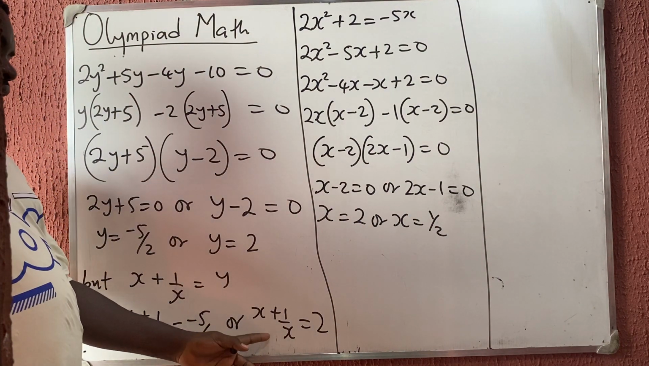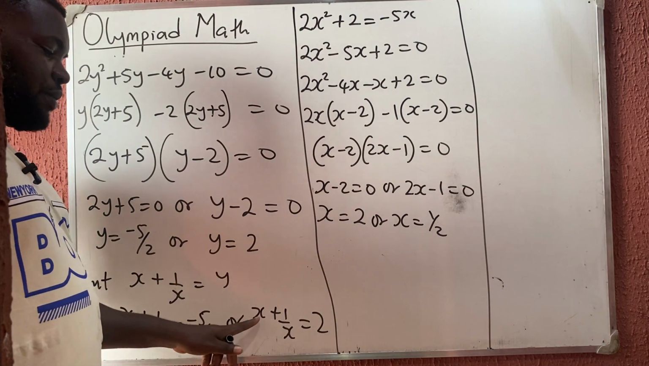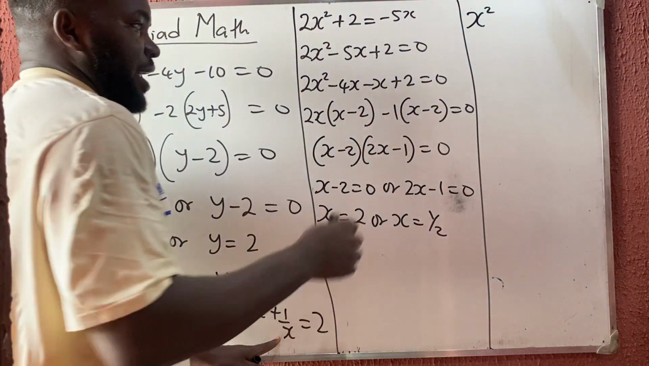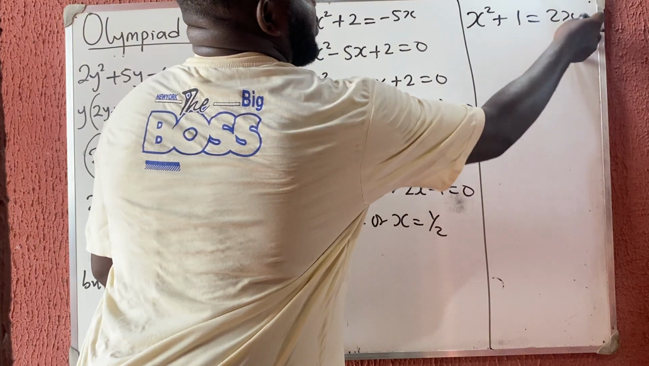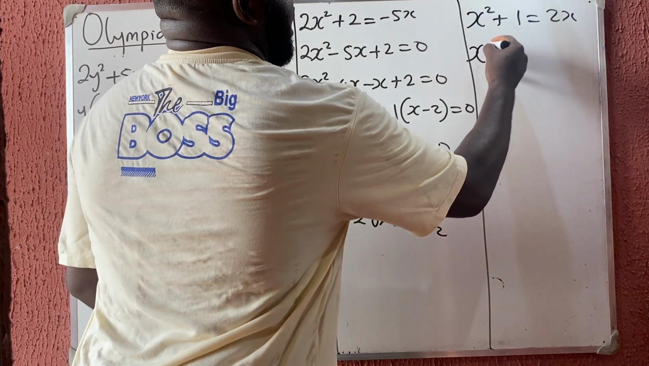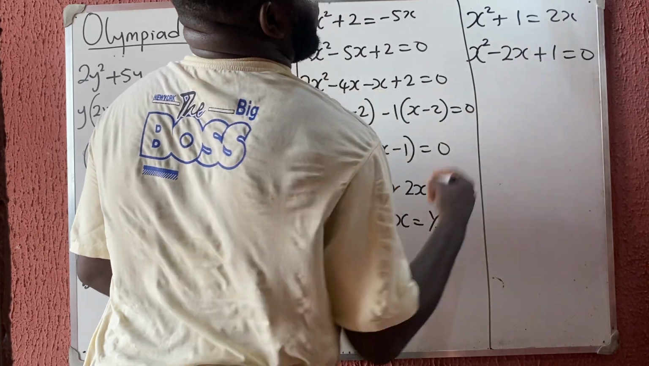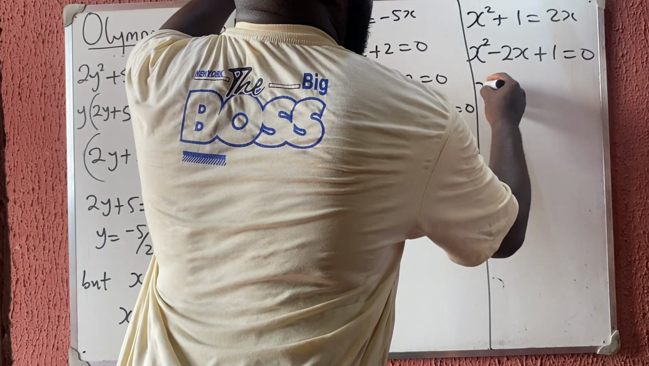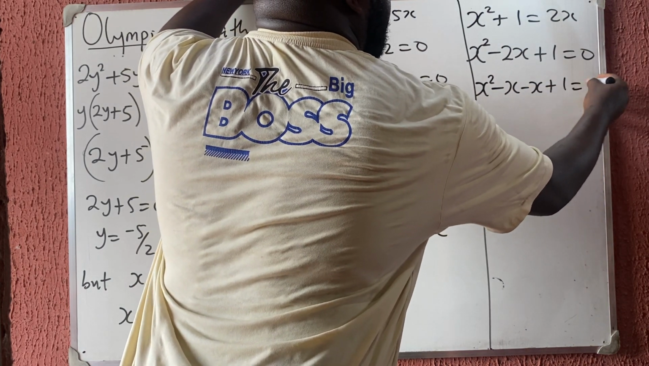Now, for the second side, the LCM of the denominator here is just x. So let us multiply everybody by x. If I multiply this by x, I'm going to have x squared. Multiply this by x, I'm going to have 1. Multiply this by x, I'm going to have 2x. So this one coming here, I'm going to have x squared minus 2x plus 1 is equal to 0. So I'm going to use minus 1 and minus 1. So I'm going to say that this is x squared minus x minus x plus 1 is equal to 0.